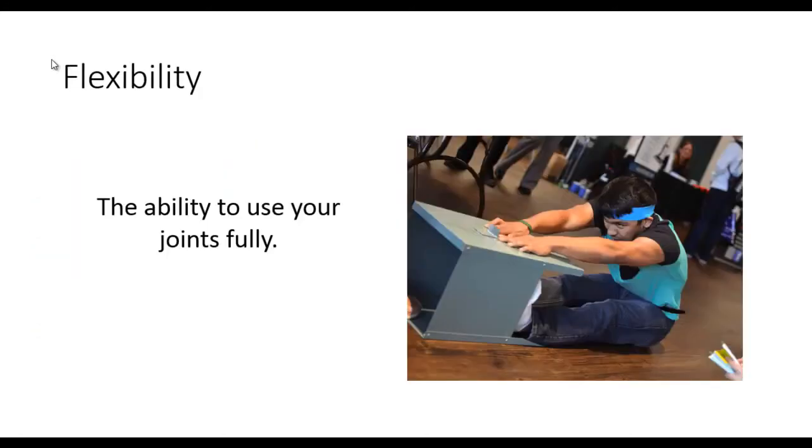Flexibility, one that gets overlooked a lot. Flexibility is one of the more important things as you get older that you want to make sure you have and you maintain. But flexibility is the ability to use your joints fully, right? If you've seen somebody who's had an injury to a joint, there's restriction there in movement. They've lost flexibility. Maybe you know somebody who is very flexible, very agile. Flexibility is again just the ability to use your joints fully.